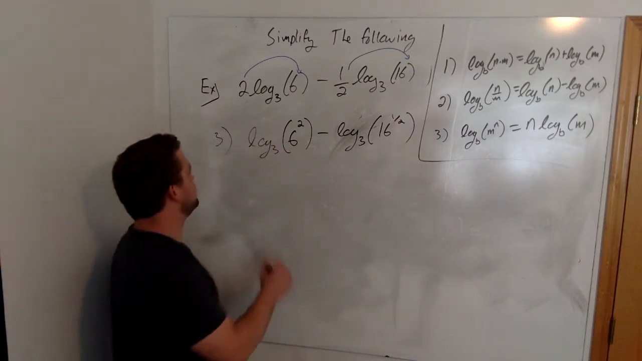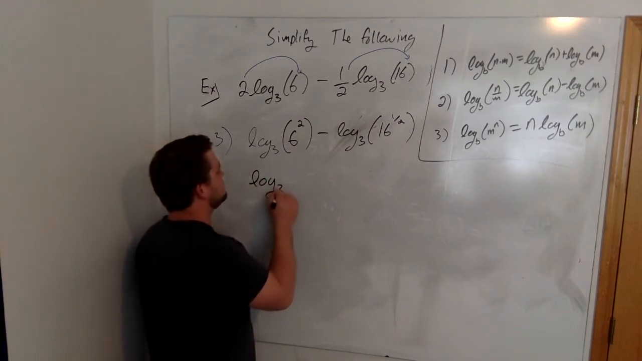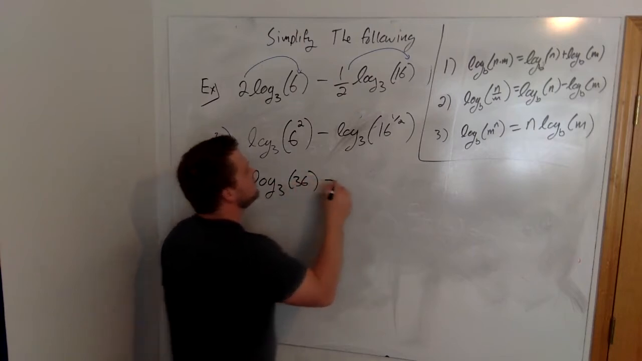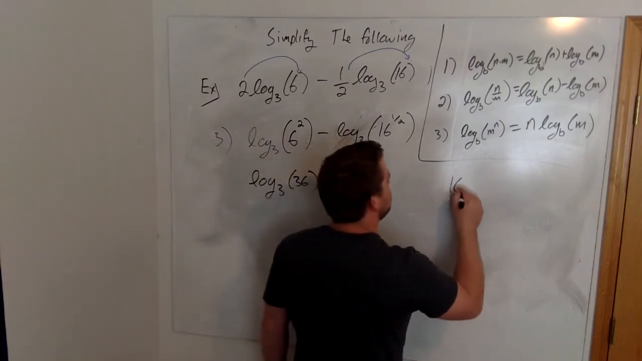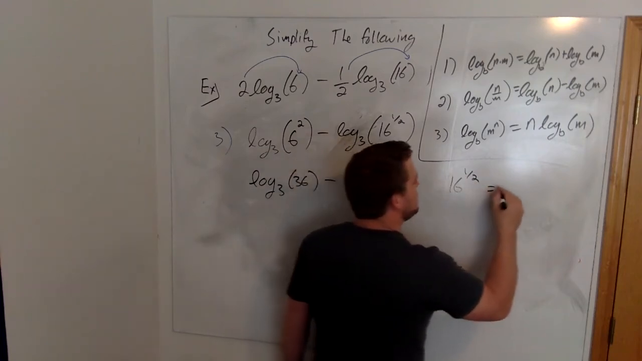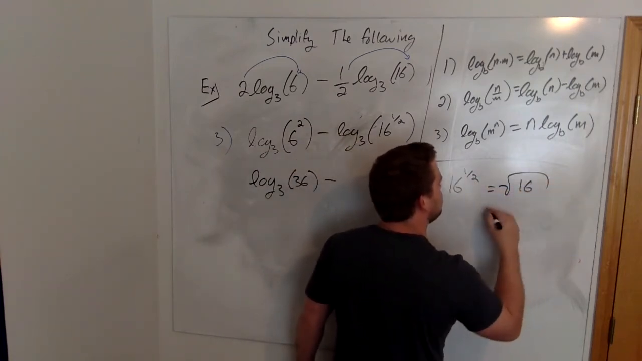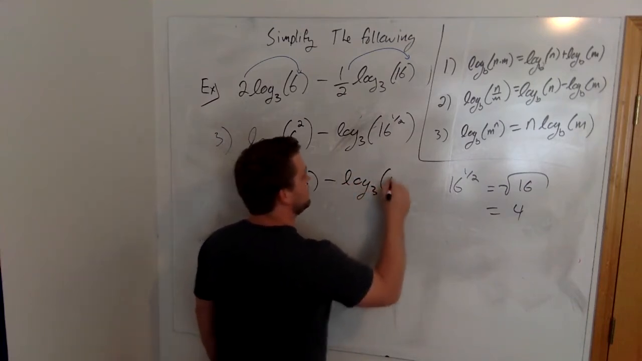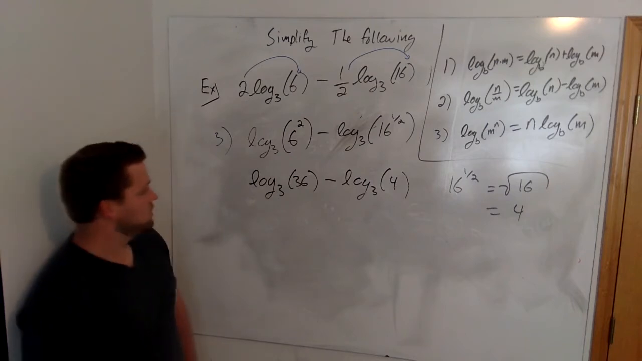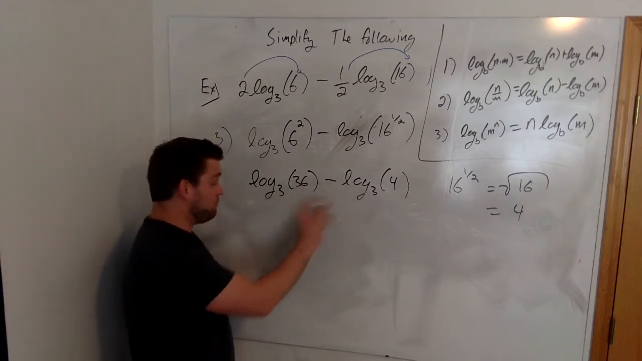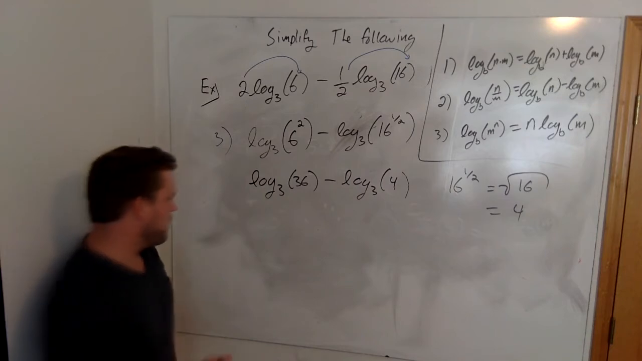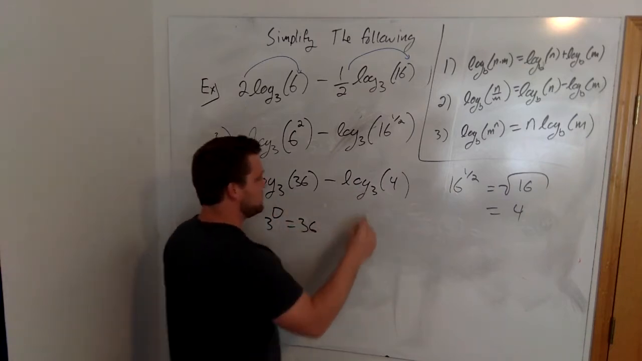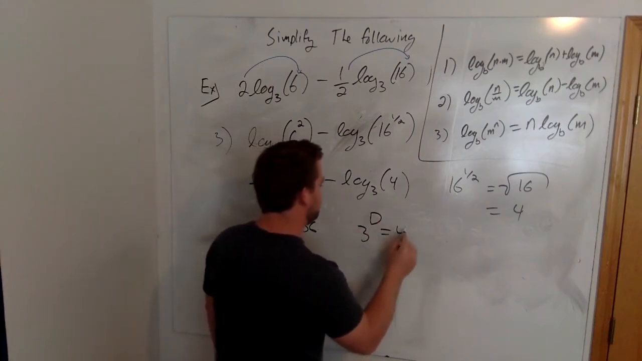Okay, let's mess around with this a little bit more. So this says log base 3 of, well, 6 squared is 36, minus, notice that 16 to the 1/2 power is another notation for the square root of 16, which is 4. So this is log base 3 of 4. Now, even looking at these by themselves, these are hard to figure out. This is saying 3 to what power gives you 36? This is saying 3 to what power gives you 4?